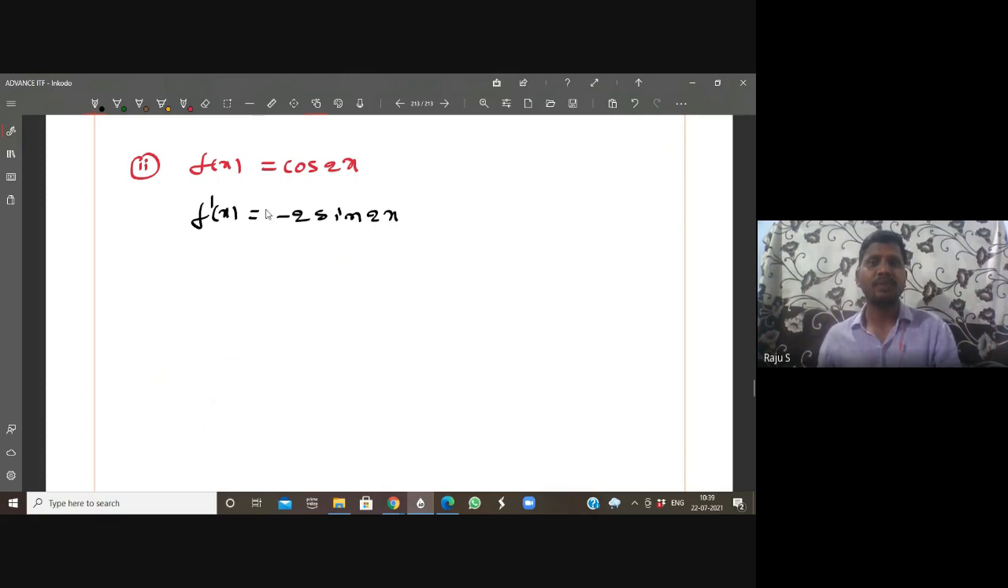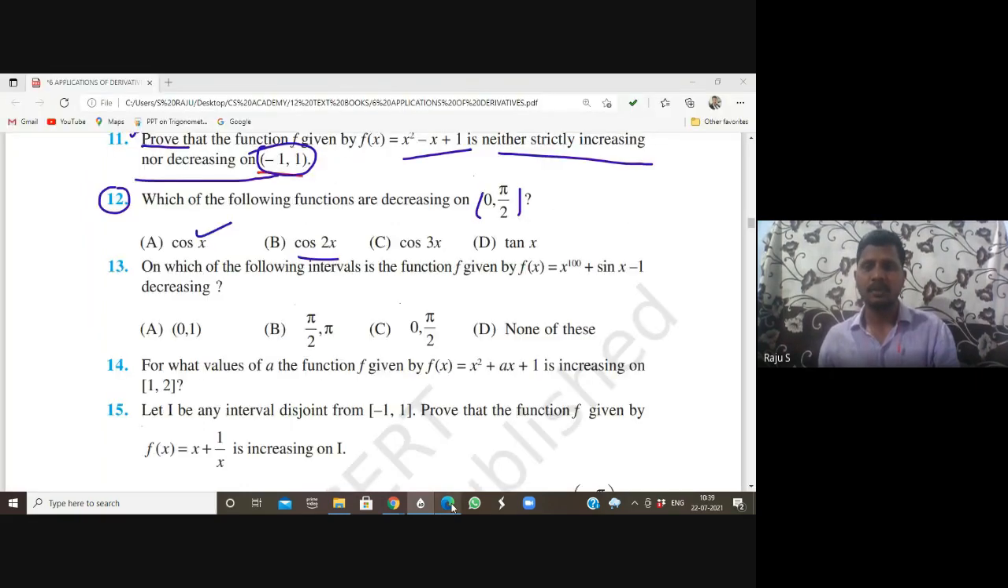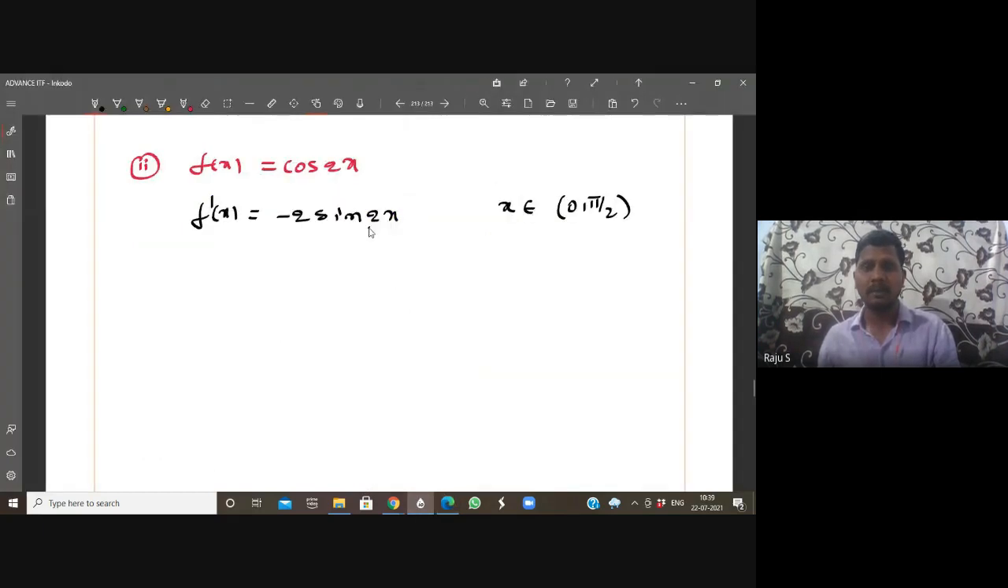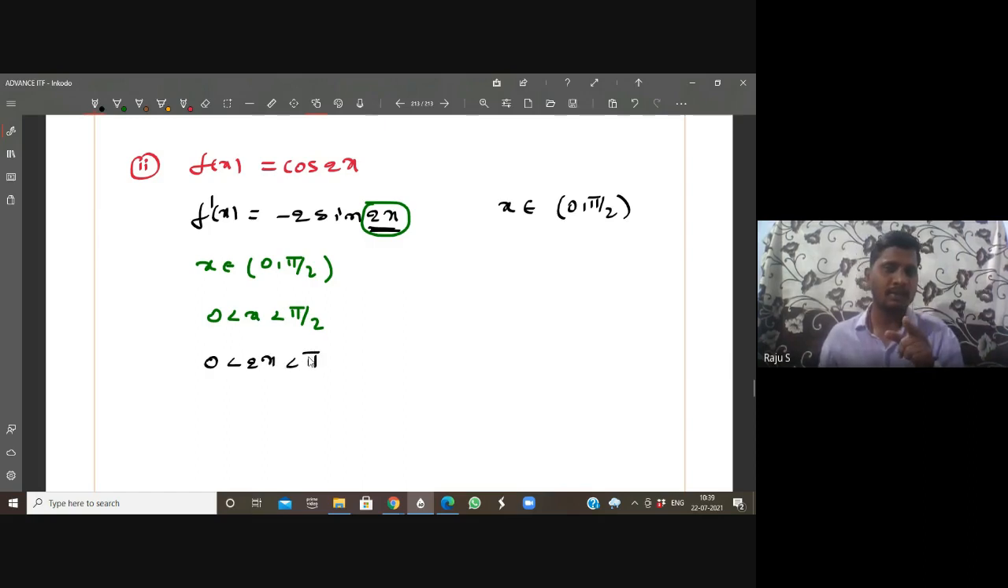Okay. See, what is the given interval? x belongs to 0 to pi by 2. Here the given interval is x belongs to 0 to pi by 2, but here we have 2x. So 0 is less than x is less than pi by 2, open interval. But here the angle is 2x, so multiply with 2: 0 is less than 2x is less than pi. Am I right?